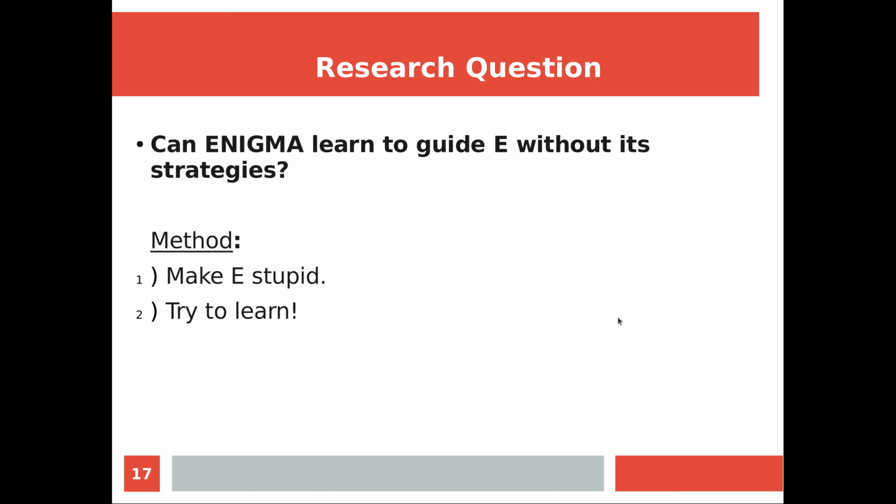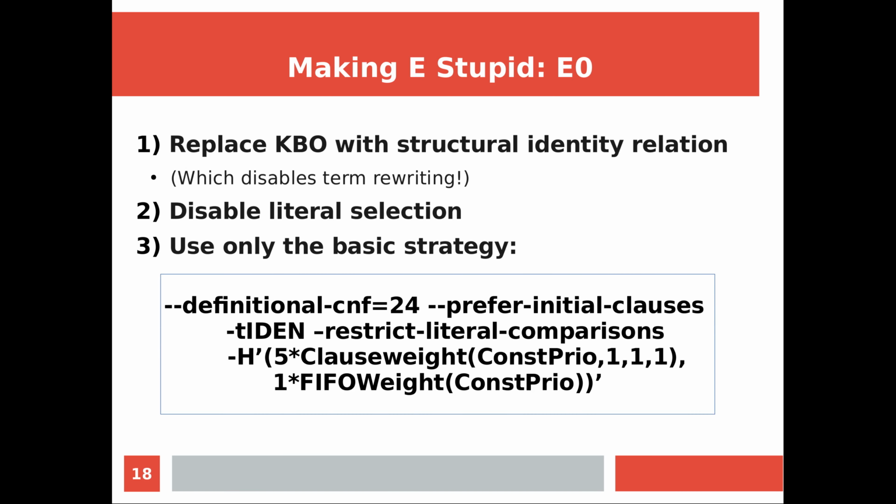The research question here is, can ENIGMA guide E without its strategies? So first I make E stupid, and then I try to learn. To make E stupid, I replace the KBO ordering with a structural identity relation that judges almost all terms as incomparable and incidentally disables term rewriting in E.